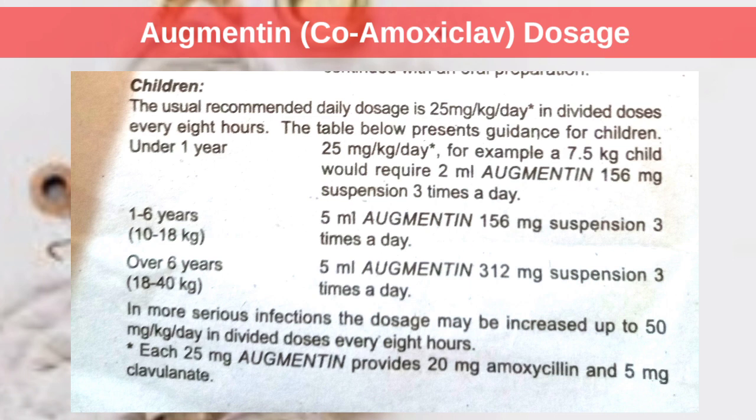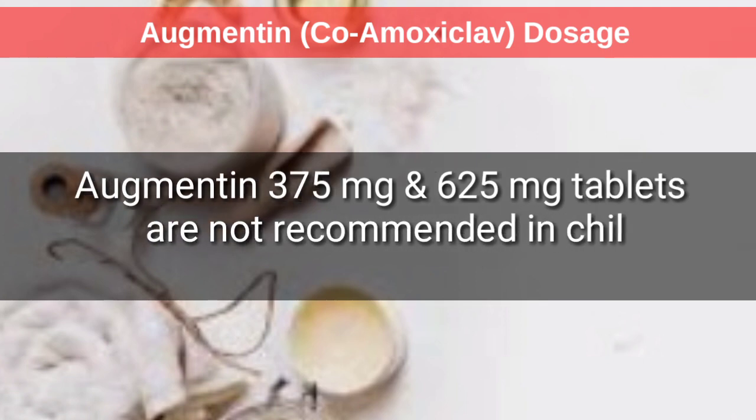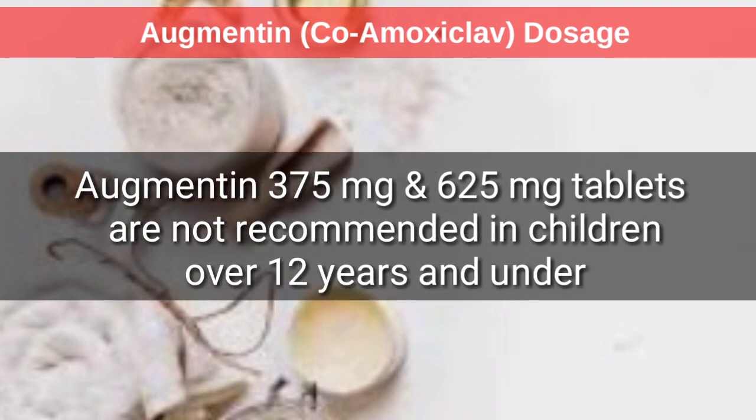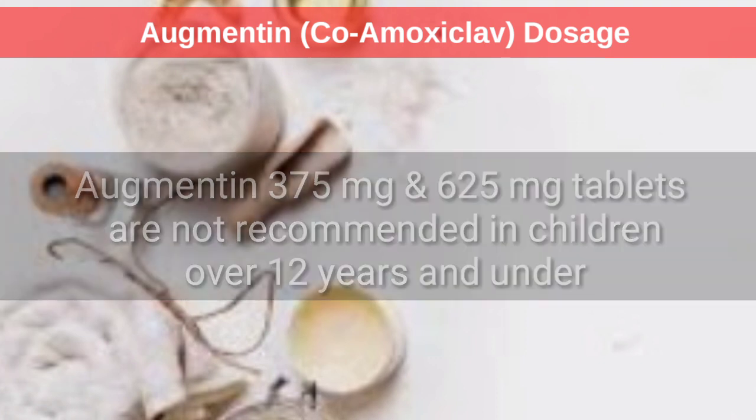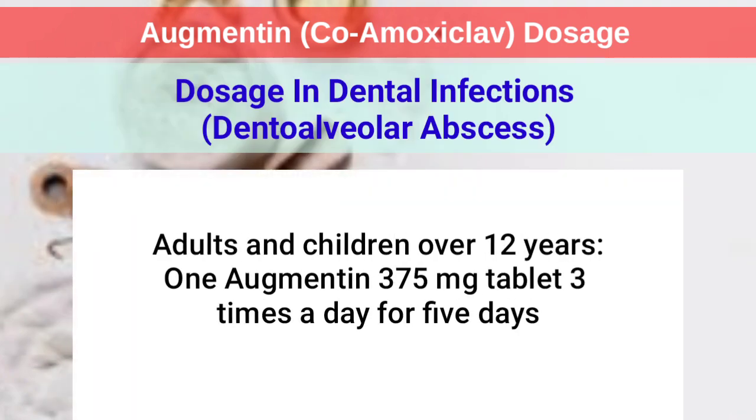Each 25 mg Augmentin provides 20 mg amoxicillin and 5 mg clavulanate. The Augmentin 375 mg and 625 mg tablets are not recommended in children of 12 years and under. The dosage in dental infections, for example dentoalveolar abscess: adults and children over 12 years, 1 Augmentin 375 mg tablet 3 times a day for 5 days.